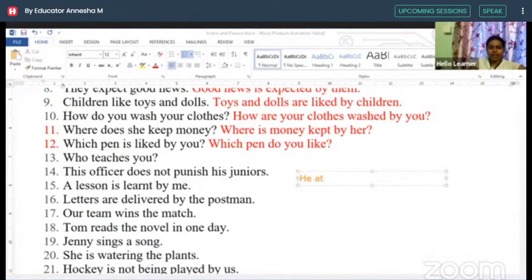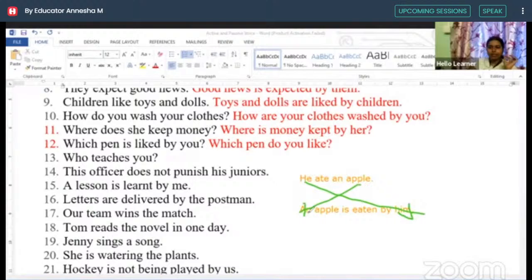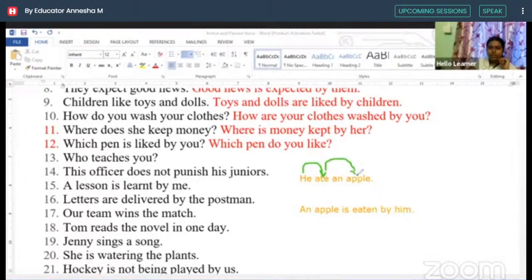If I say he ate an apple, and if I say an apple is eaten by him, what is happening here is not about he coming here and apple going there. No, what is happening is the flow of action is changing. Here the subject is doing the action and the object is receiving the action. This is the flow of action in an active sentence. Okay. Subject, verb, object.